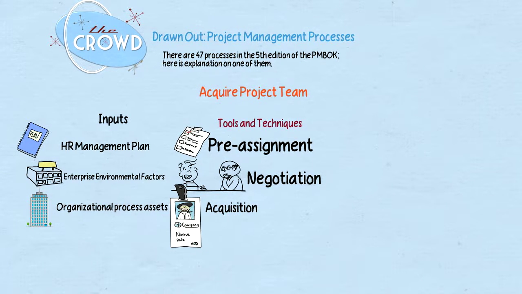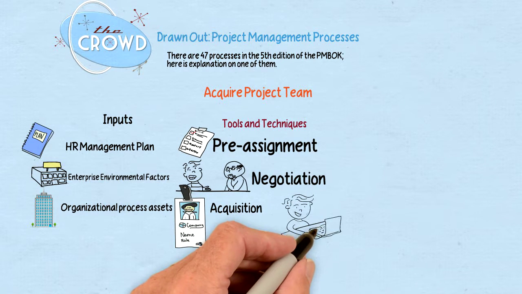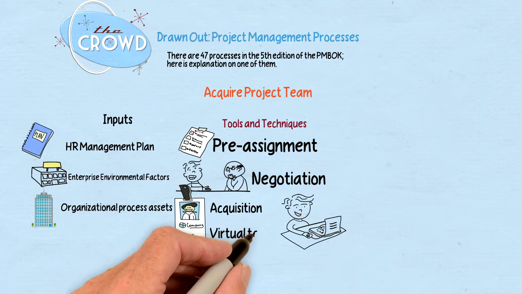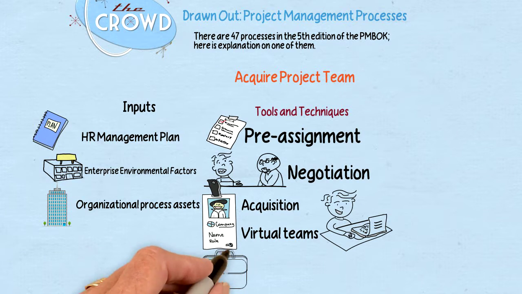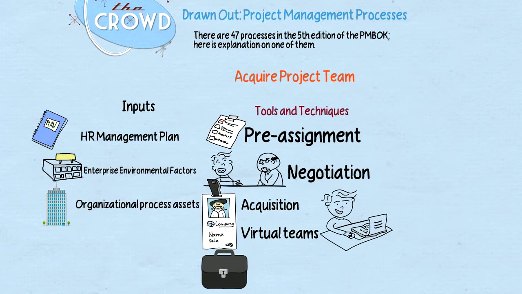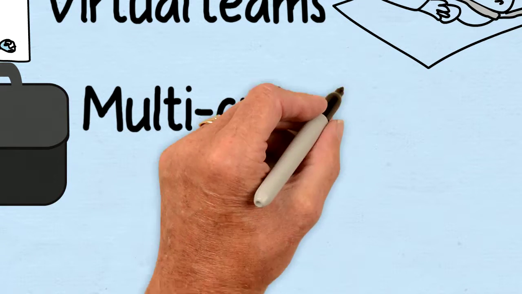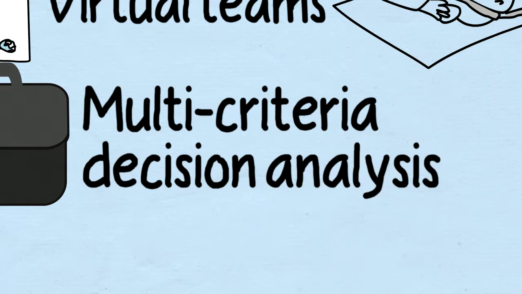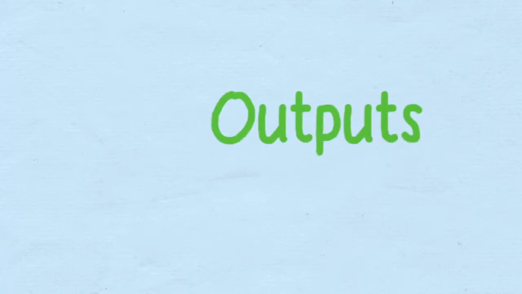Then, of course, an additional tool and technique is to go about the acquisition of various team members, and that actually is the act of going out, getting them maybe through third parties, maybe from internal teams, maybe you're also getting in virtual teams involved. That could be remote workers, we sometimes refer to them as. And of course there might be some multi-criterial decisions, so you might analyze it based on many conditions, not just one particular condition.